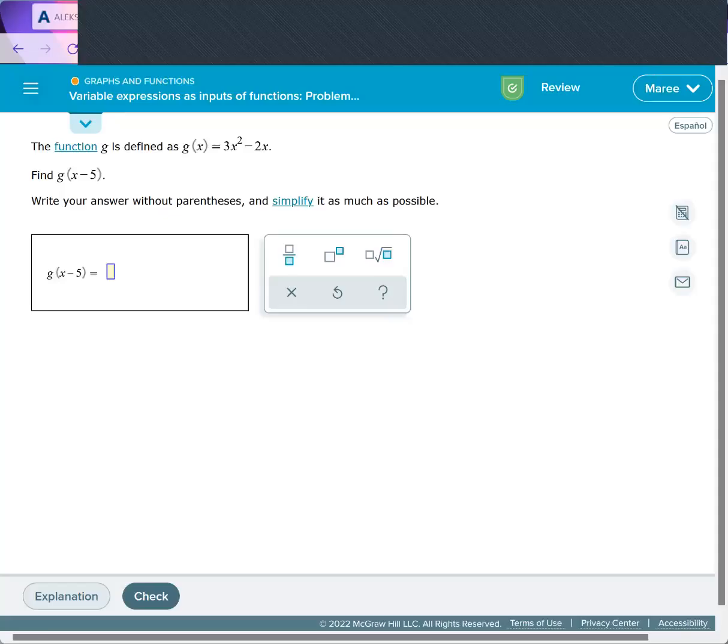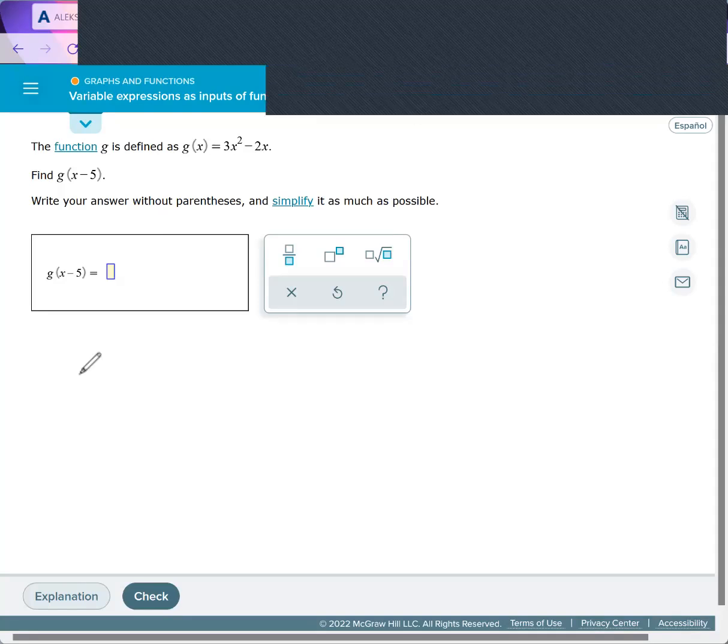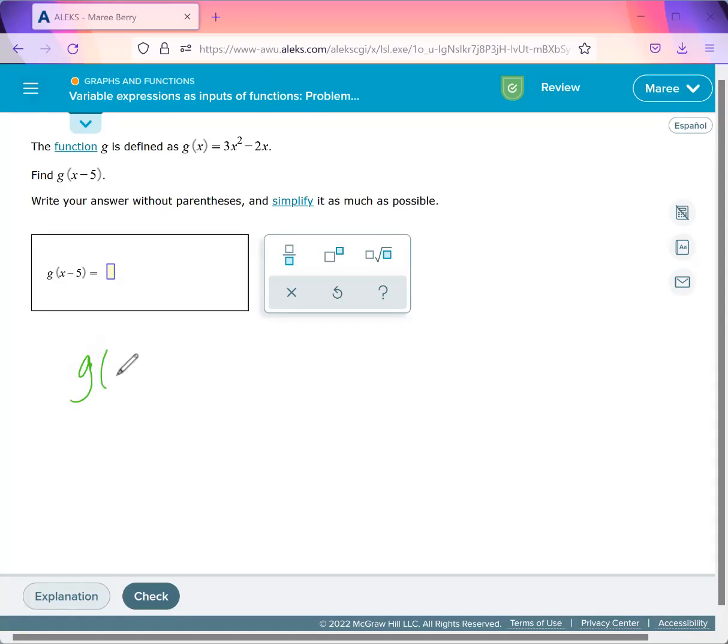This lesson is variable expressions as inputs of functions, problem type 2. So what we are doing is we're going to be taking the function g of x equals 3x squared minus 2x. So our input is the x.